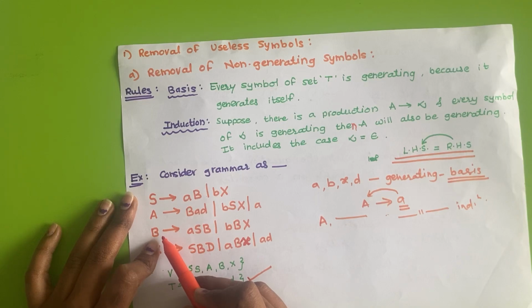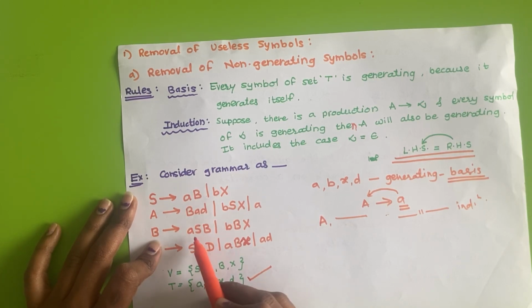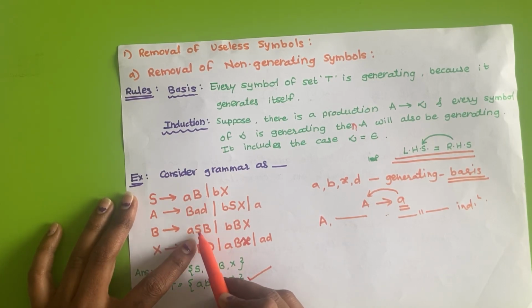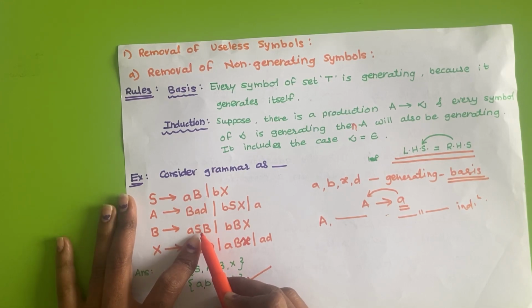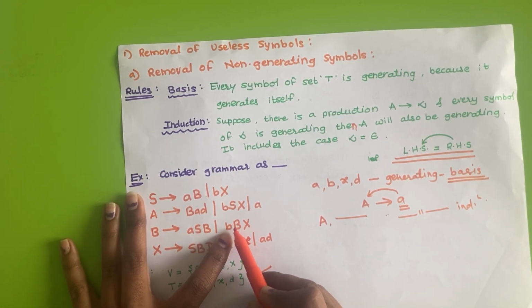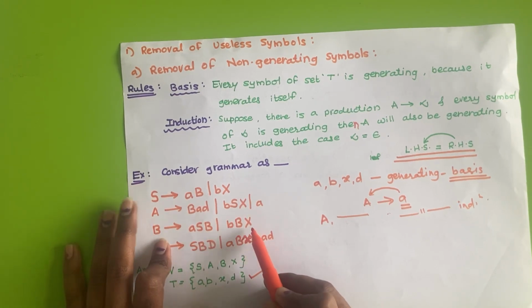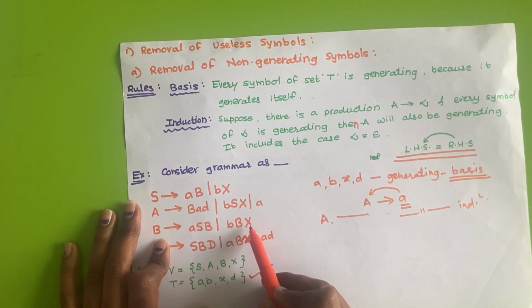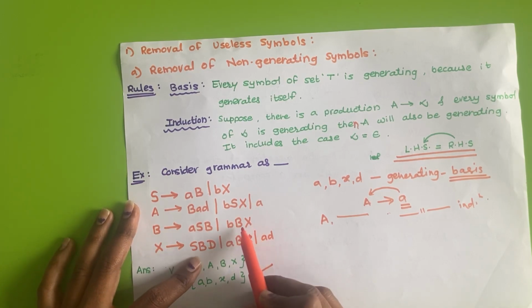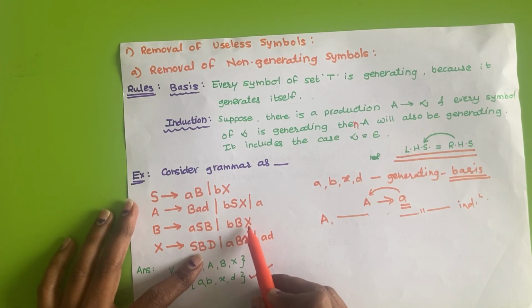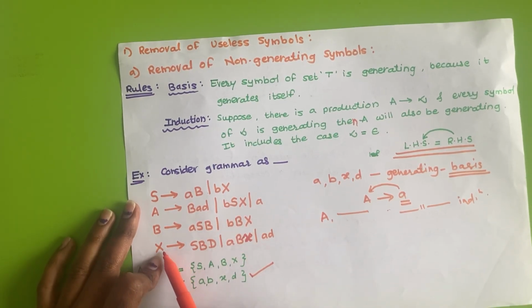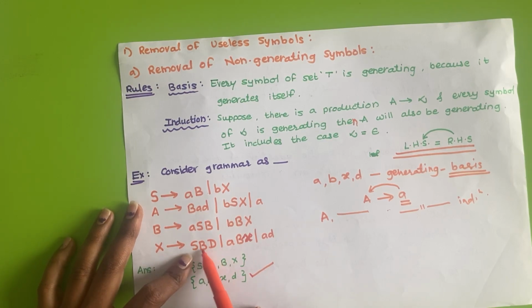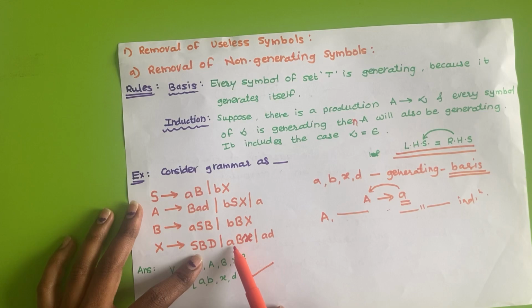Next production: B tends to BASB. We don't know anything about S and B. Later we have B tends to BBX. Here also we don't know whether capital B and X are generating or not. Still we don't have these two as generating symbols. Now next is capital X tends to SBD. This total is not generating. Again ABX, this total is again not generating.